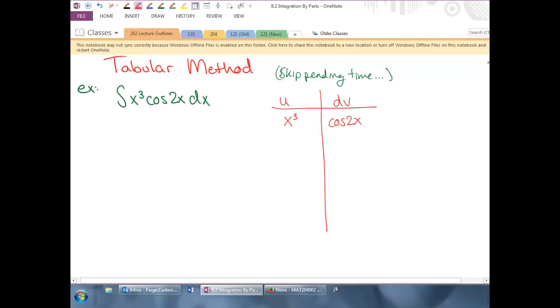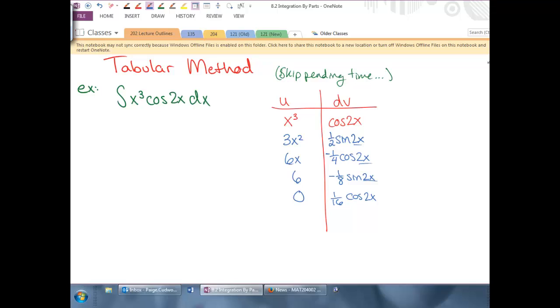And then you want to go through the table and take the derivative in the u column until you get down to 0. And then in the dv column you're going to integrate until you match up with the 0. Okay, so those are all my antiderivatives. Remember, there's a u substitution in all of these because of the 2x.